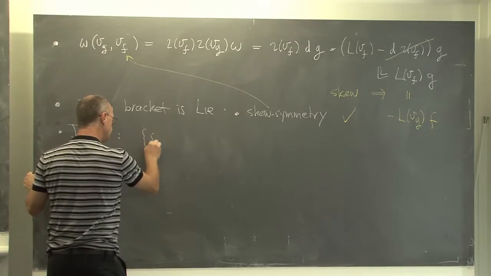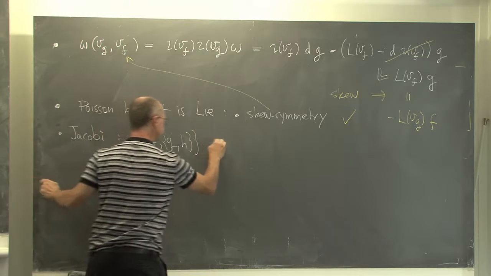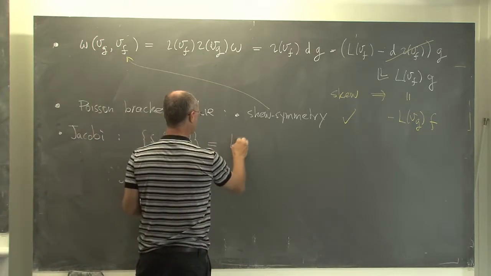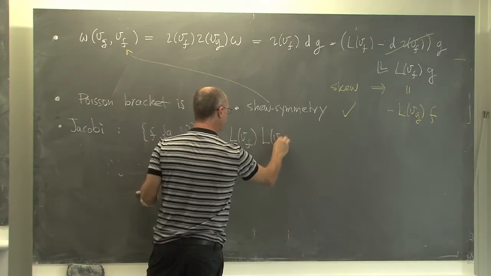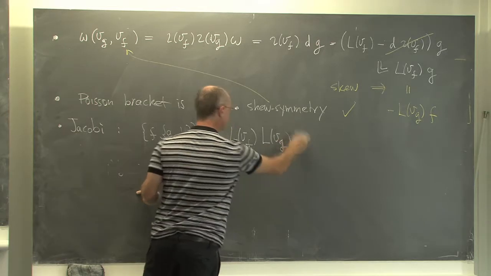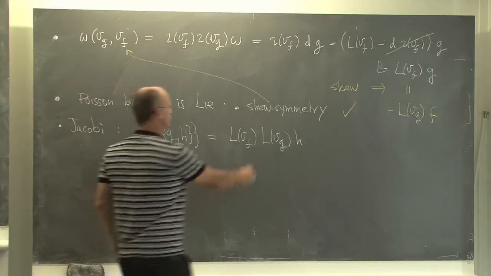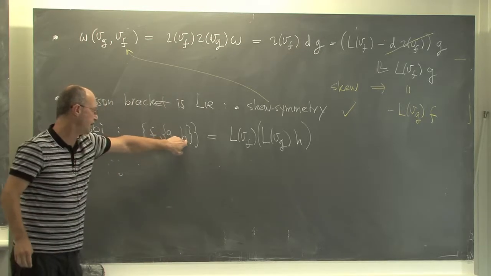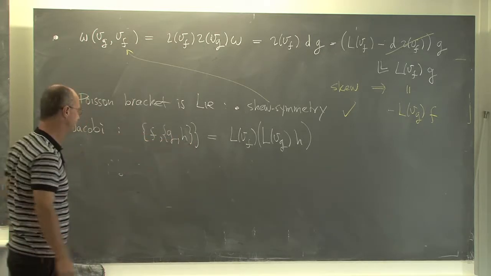So let me write a triple bracket, {f, g, h}. Now, what is it? It's L of Vf, L of Vg, h, right? And I've chosen this way to write it. That's one particular choice of how I can write the bracket. So I want Vg to act on h and Vf to act on the resulting function.